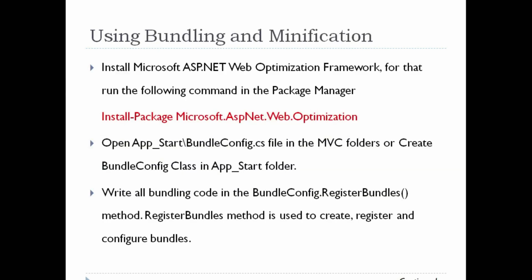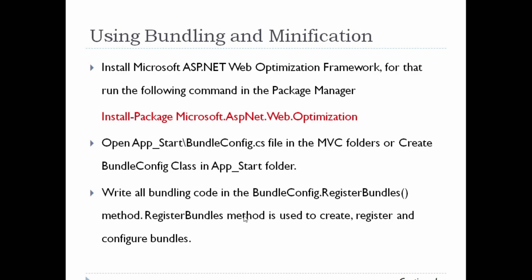Now for this, first of all you have to install the package Microsoft.ASP.NET.Web.Optimization. Then you have to add the BundleConfig.cs file in your App_Start folder. Basically you create a BundleConfig.cs file and all your bundling code will appear in this file, where you have to create one RegisterBundles method. This is going to be a static method, and finally we are going to call this method from the Global.asax file.